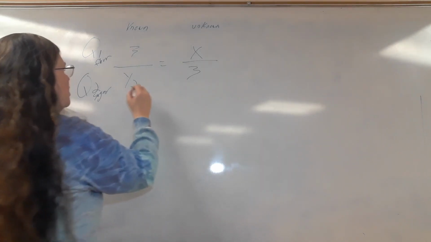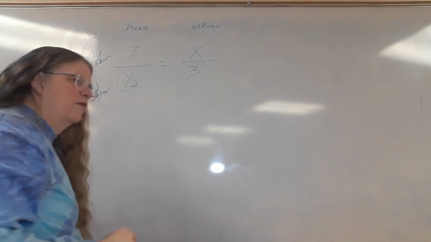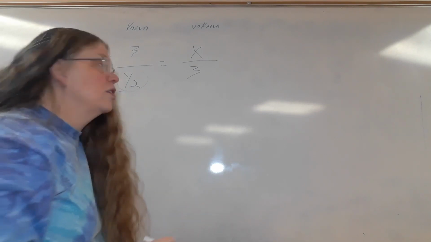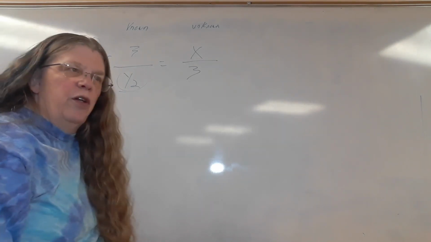First thing we want to do is get rid of this half. Okay, we hate fractions, right? Everybody hates fractions. So we get rid of the half by multiplying by 2.